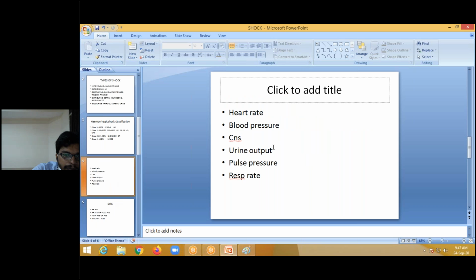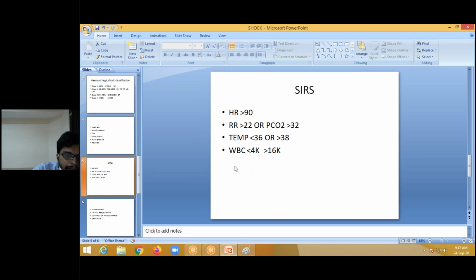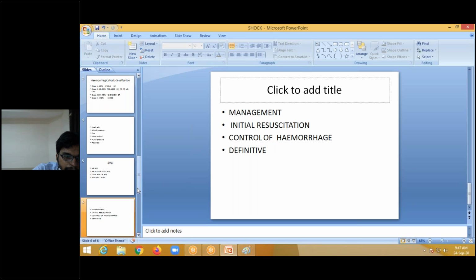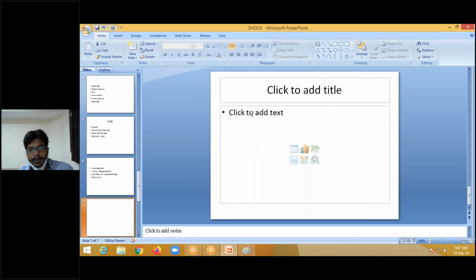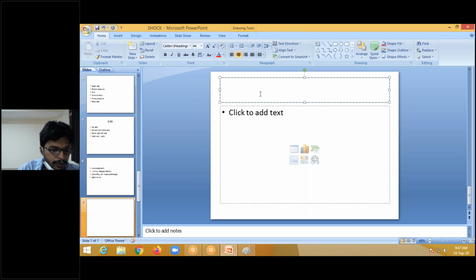And what is the minimum requirement to be monitored in shock? Heart rate, blood pressure, anxiety, CNS status, urinary output, pulse pressure, and respiratory rate. SIRS is also one of the important ones. Next, one topic we covered last week only, so we are skipping hypovolemic shock and cardiogenic shock next.